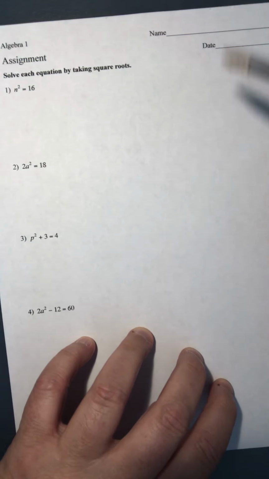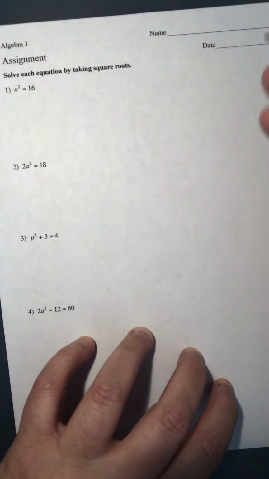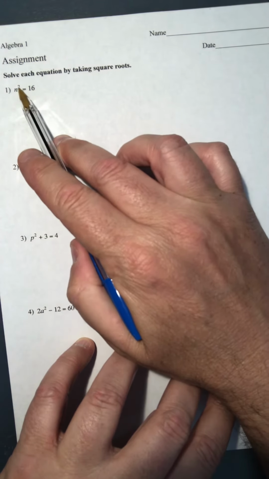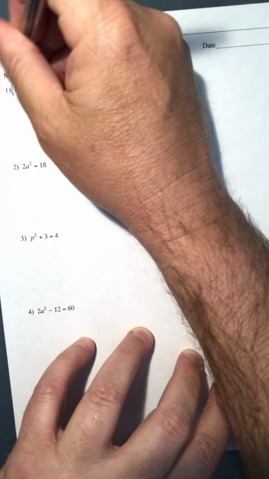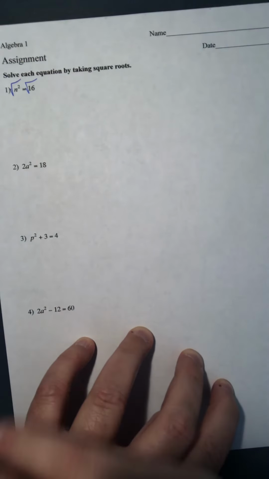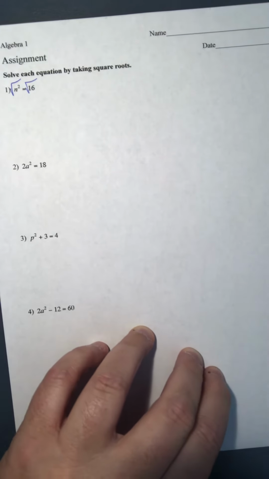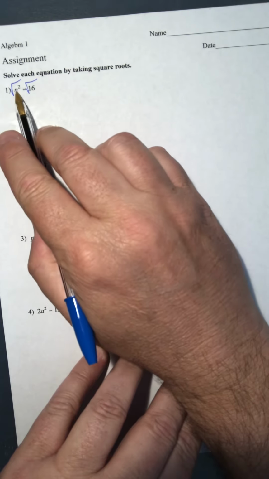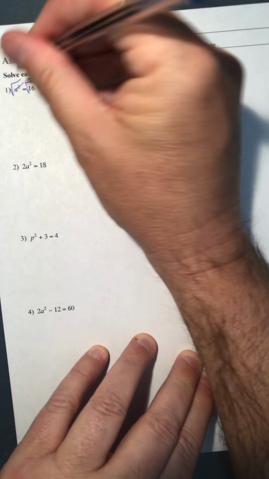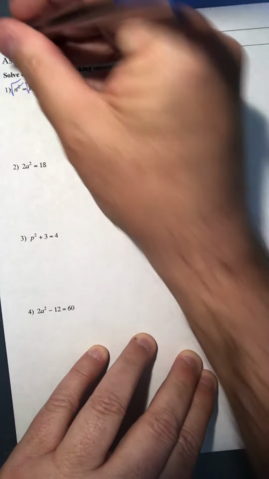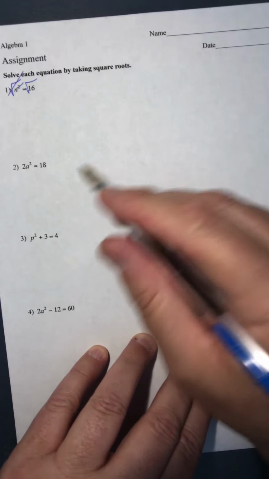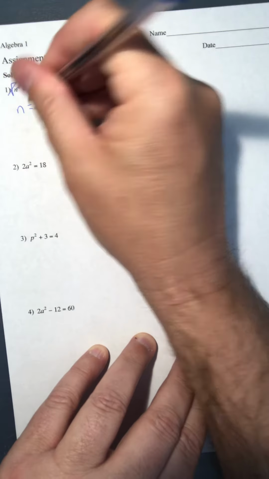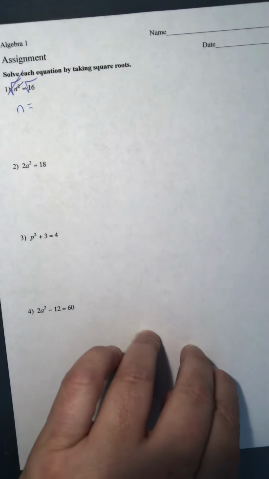It's already by itself. So our very first step is, if I've got n squared equals 16, the inverse of squaring something is taking the square root. But if I take the square root of one side, I've got to take the square root of the other. When I take the square root of this side, it cancels out that squared. The square root sign and the squared cancel out, and that leaves me n equals, and now we have to think about the square root of 16.